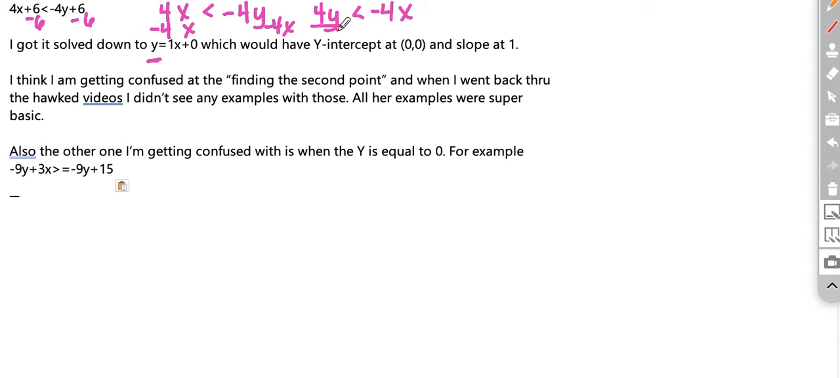So then I divide both sides by 4. And then this cancels, and I'm just left with 4 divided by 4 is 1. 1 times y is y is less than, and then negative 4 divided by 4 is negative 1. And typically we write that as negative x, but it's implied that there's a 1 here. So y is less than negative x.